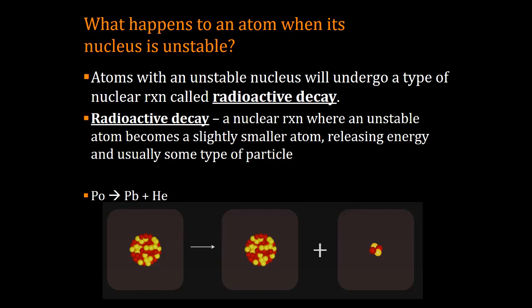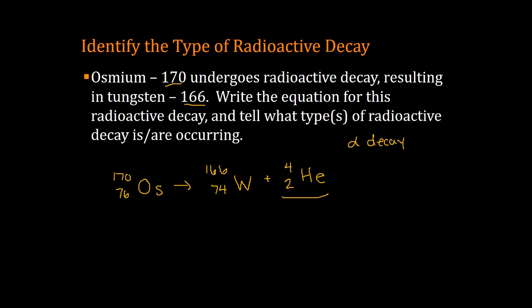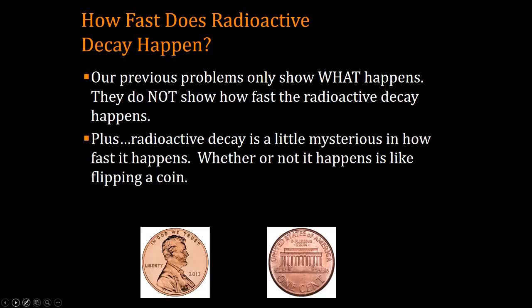Atoms with an unstable nucleus undergo radioactive decay, which just means they release energy to become more stable. They might also release some particles. So here we have alpha decay, right? And some energy is coming out of this, and we get two different atoms we didn't start with. Now, this is just a quick review, right? We can identify our decay by what particle comes out, or if it's just energy. This is alpha decay because a helium nucleus is an alpha particle.